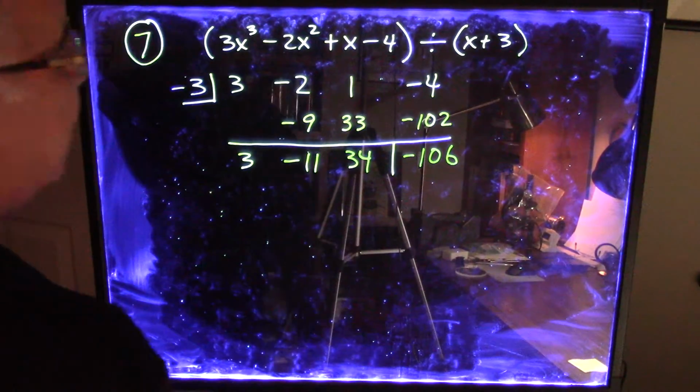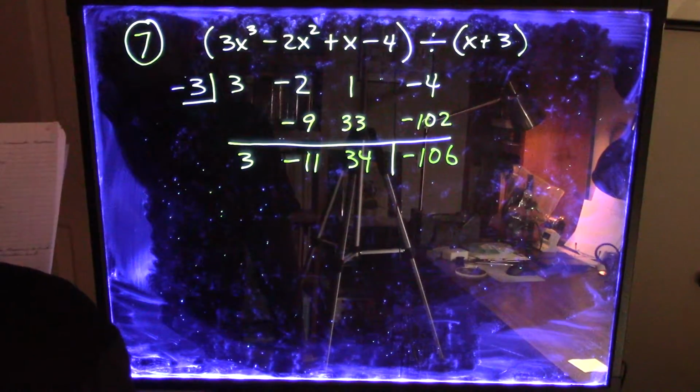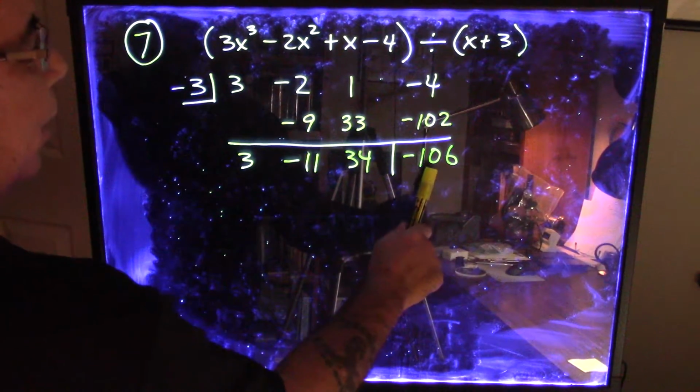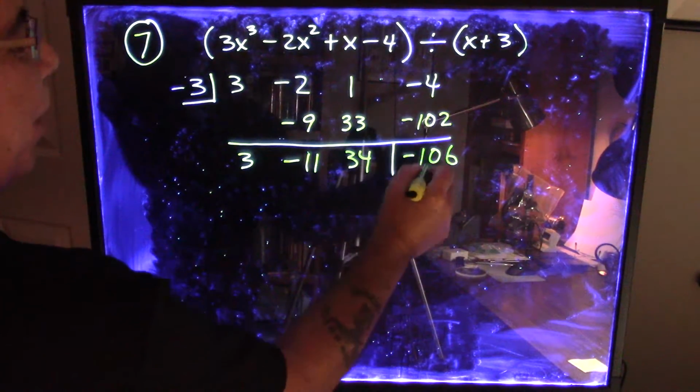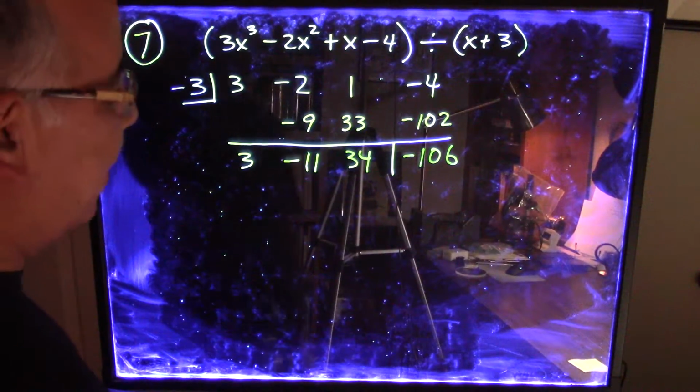So, anyway, the remainder is right there in its own little box, negative 106.